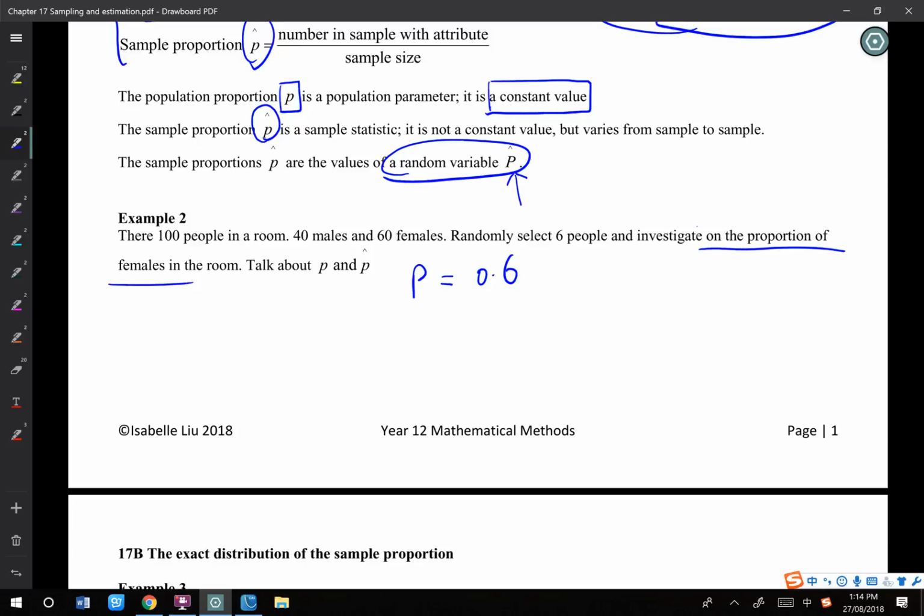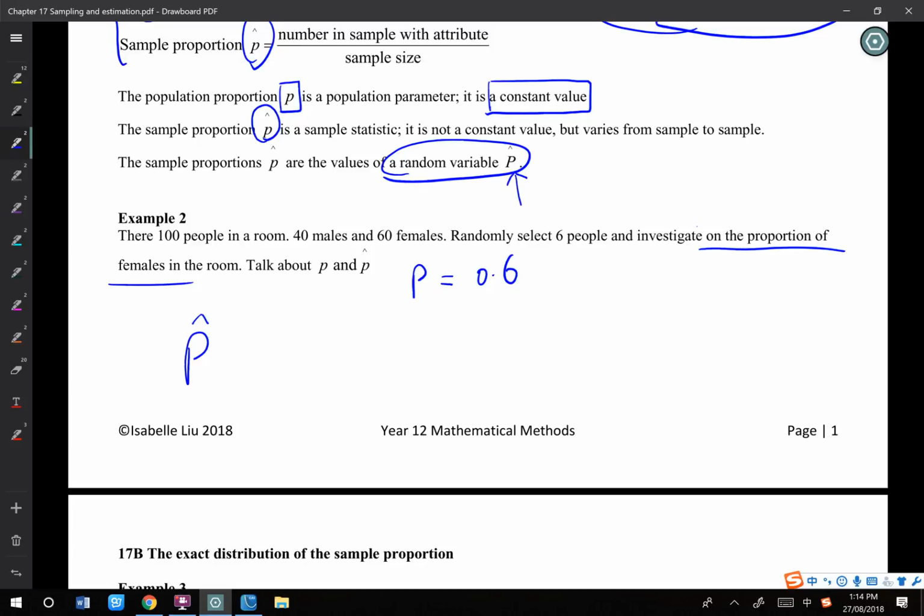Okay, think about my P hat, I'll use a capital P hat to represent it. What can my P hat be? I'm selecting 6 people, right? How many males might be there? Let's say, how many females might be in the 6 people? How many females are there in 6 people? Might.